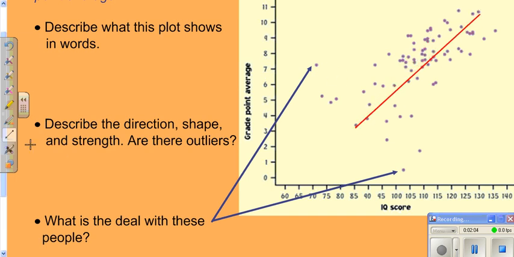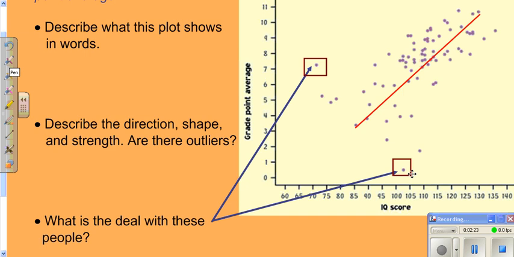We do have a couple of points that are a little bit different. We have this one here, and we have this one down here. This one here is somewhat different too, but these two points do stick out. So our overall shape, we would say, is linear. It's a weak linear, but it's a positive association.